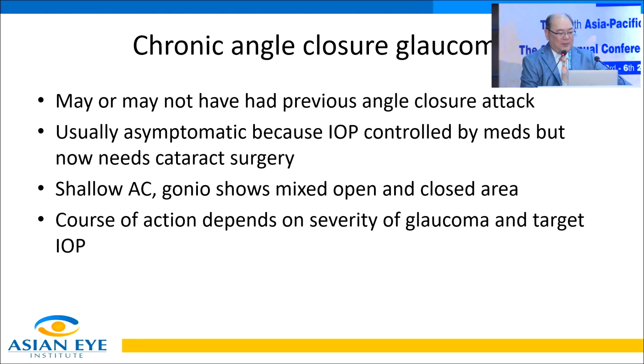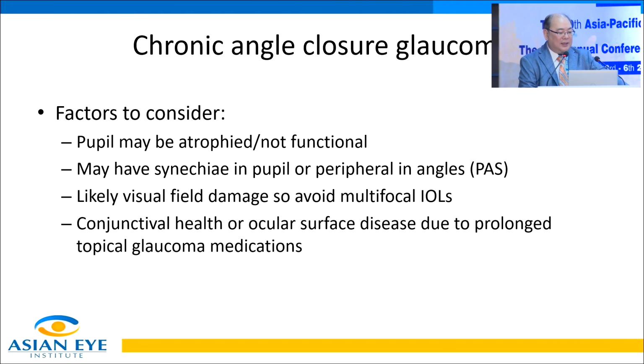So chronic angle closure is actually more common than angle closure attack, because somebody has probably solved the attack and they come to you later for the cataract surgery, maybe months or years after. The course of action depends on how severe the cataract is. The pupil may be atrophied, so I do that pulling maneuver. You may have synechia on the pupil or on the angles, so you have to deal with that.